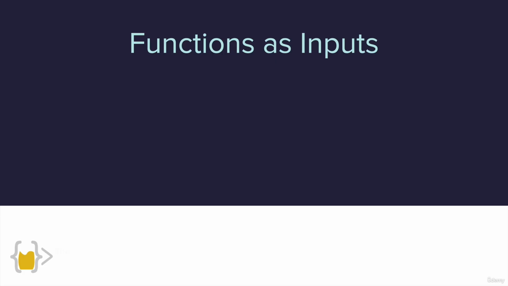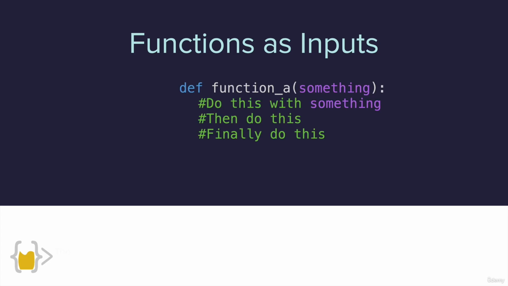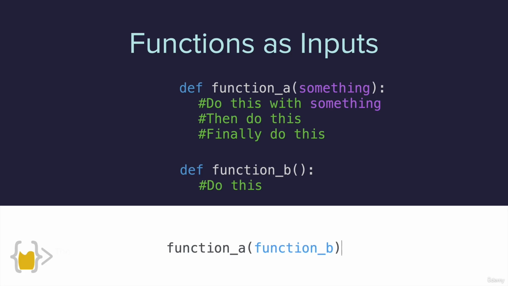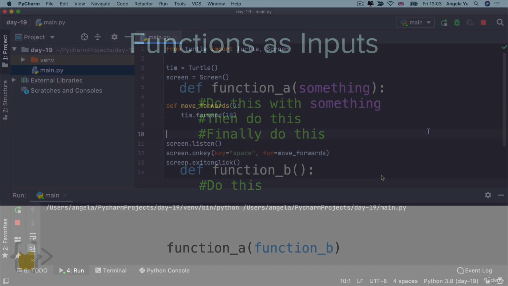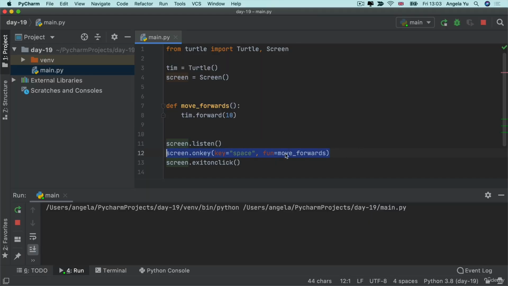What we've essentially got here is a function that's being used as an input. Let's say we have a function called function A that takes some sort of input, and then we have a function called function B. We can actually pass function B into function A like this. So notice that when we pass a function as an input, we only pass the name without the parentheses at the end. But how exactly does this function on key work? Because it's kind of crazy to use a function as the input to another function, right?